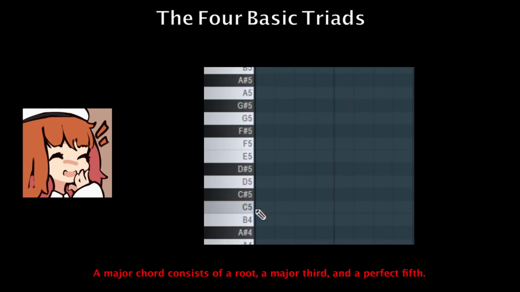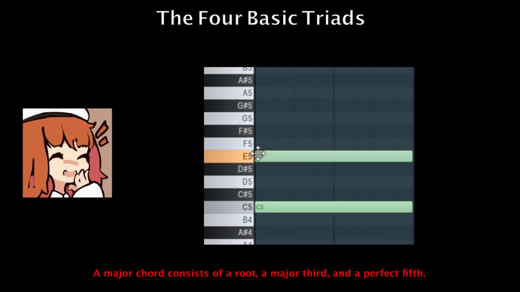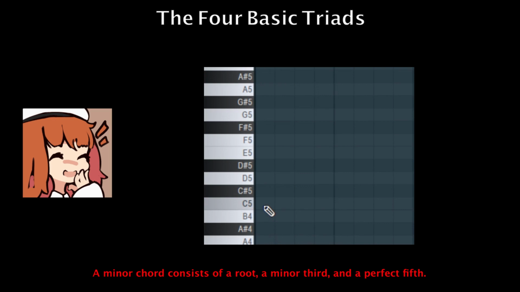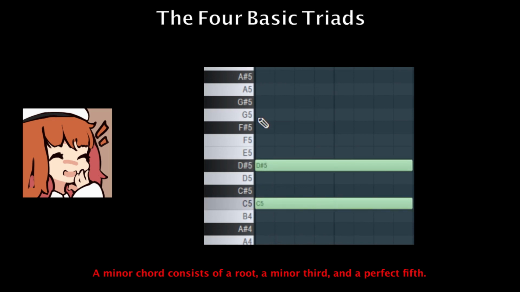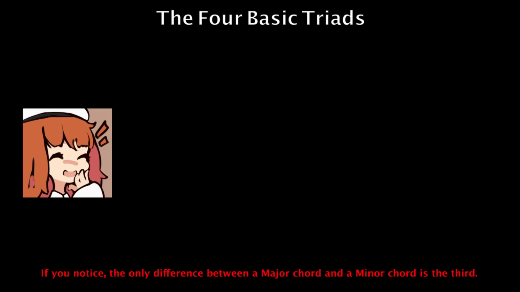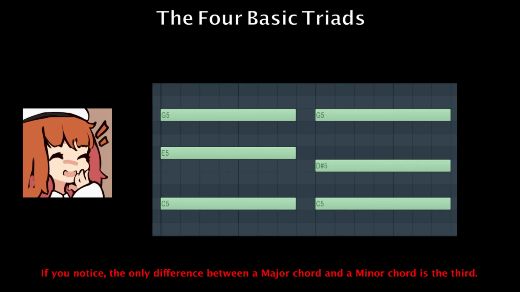A major chord consists of a root, a major third, and a perfect fifth. It sounds bright and heavy. A minor chord consists of a root, a minor third, and a perfect fifth. It sounds sad. If you notice, the only difference between a major chord and a minor chord is the third.